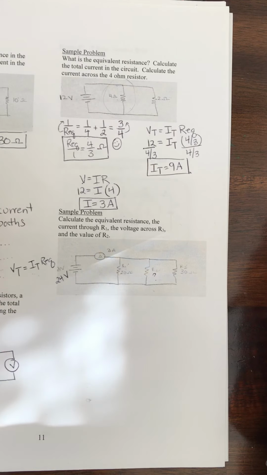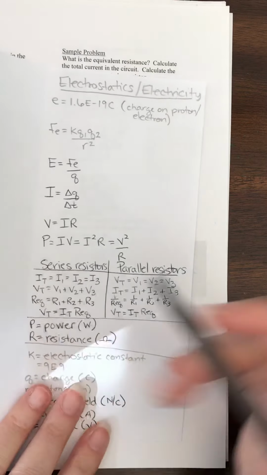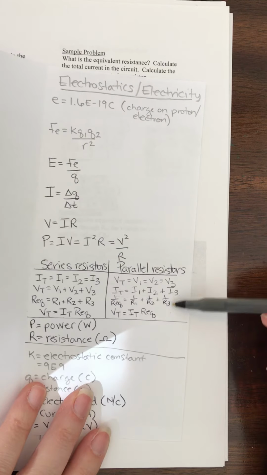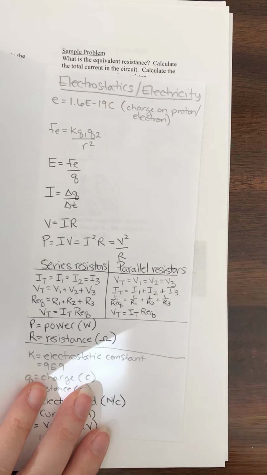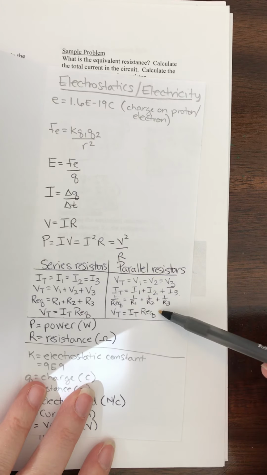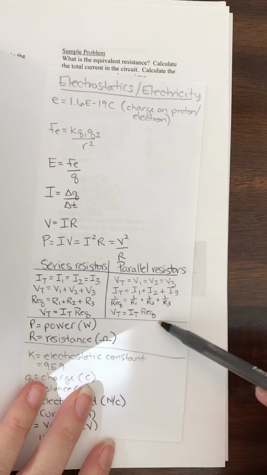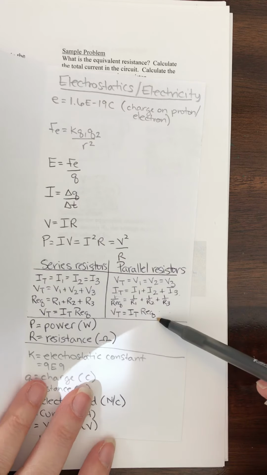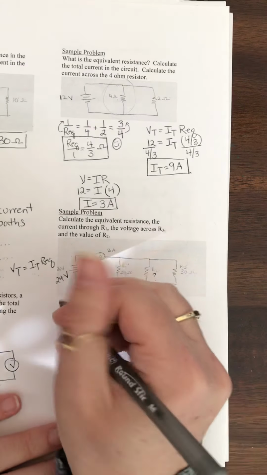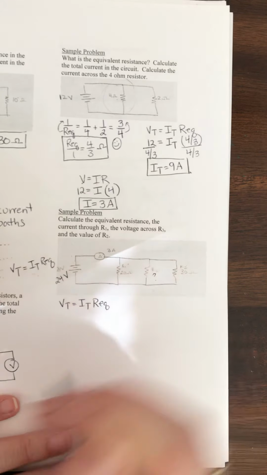Okay, so let's start at the beginning here and say, calculate the equivalent resistance. All right, so here I am in my parallel resistors. Which equation can I use to solve for the equivalent resistance? Well, hopefully you're saying the bottom one, because we can't use the top one because we're missing the value of R2. Okay, so we're going to do this a little bit differently and start with this problem here, where we're going to say that VT equals IT times REQ.